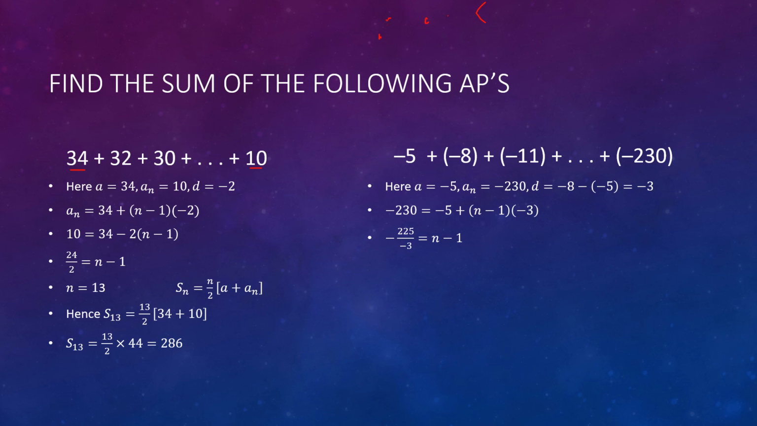Okay. So I'll substitute those values. I'll get N. What is my N coming out to be? 76. Okay. So I'll substitute. Now I'll find S76. Again I'll use the formula. Sn is equal to n by 2 times (a plus an). What is a? Minus 5. What is an? Minus 230. I'll solve them. I'll multiply and I'll get the answer. Okay. Now let's move on to some other sums.